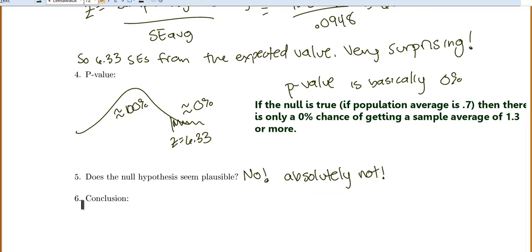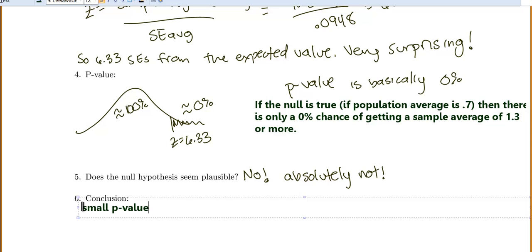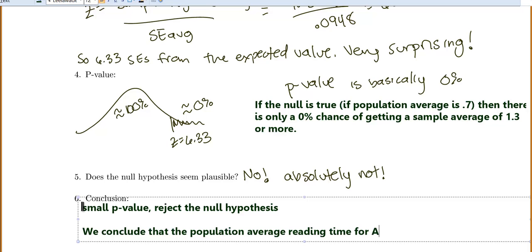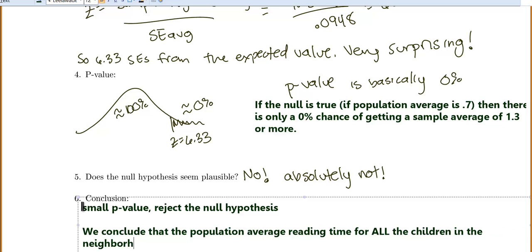So in conclusion, we had a very, very, very small p-value, so we will reject the null hypothesis, and we conclude that the population average reading time for all the children in the neighborhood is more than 0.7 hours. We don't actually say how big we think it is, just that it was more than 0.7 hours.